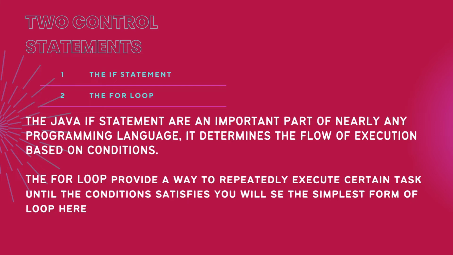The if statement is basically much like any other if statement in any other language. It determines the flow of execution based on whether some condition is true or false. The simplest form is shown here. In the if condition statement, the condition is a boolean expression. A boolean expression is one that evaluates to either true or false. If the condition is true, then the statement is executed. If the condition is false, then the statement is bypassed.